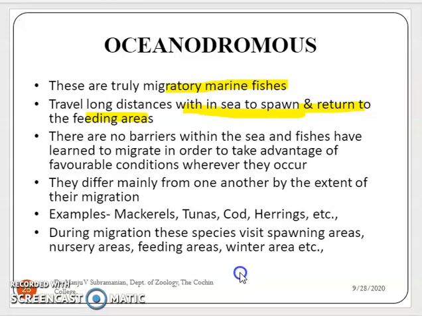And it's purely the Oceanodromous type of migration, and it is purely for the availability of food, and they differ mainly from one another by the extent of their migration. For example, mackerels, tunas, herrings, etc. exhibit the Oceanodromous migration. During this migration, these species visit the spawning areas, nursery areas, feeding areas, and the wintering areas. So they have certain areas to lay eggs, and that area will be for the young ones.